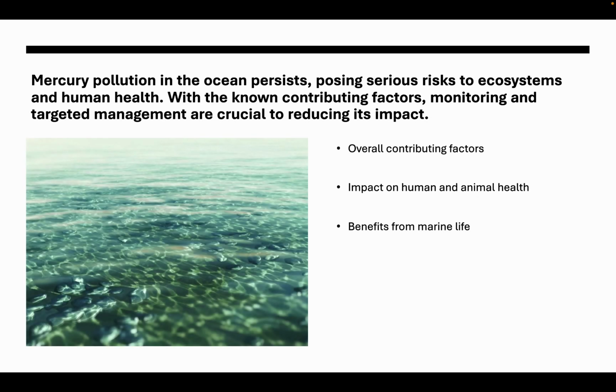The main point that I want to convey is that mercury pollution in the ocean persists, posing a serious risk to ecosystems and humans' health. With the known contributing factors, monitoring and targeted management are crucial to reducing its impact. A few topics that I will be discussing are the overall contributing factors, the impacts on human health and animal health, and the benefits that we have and can utilize from marine life.